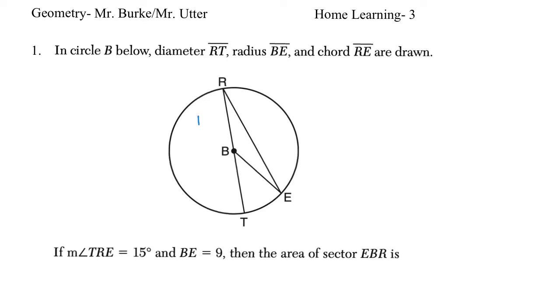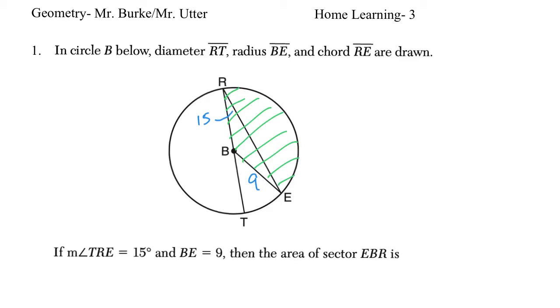So that's 15 is that angle right there. We're also given that BE is 9. So my radius of this is 9. And we want to find the area of the sector EBR. So that's this whole guy right here. So I'm just going to shade this guy in green so that we know what we want to find out. We want the area of that guy right there.